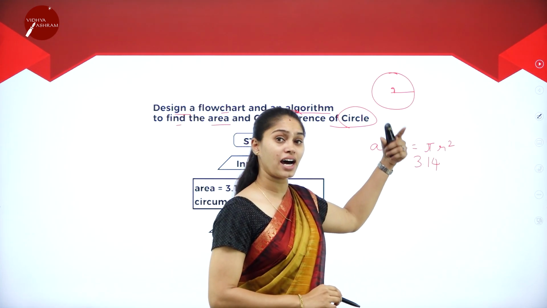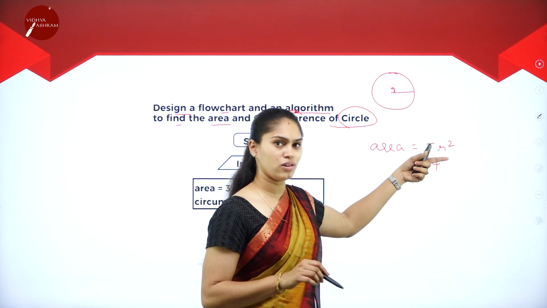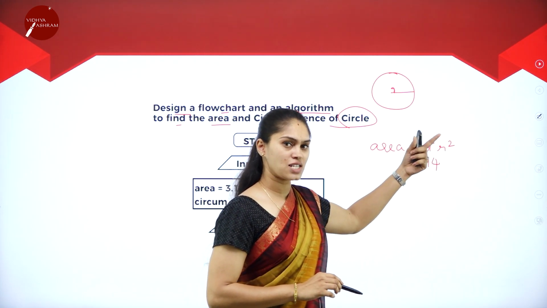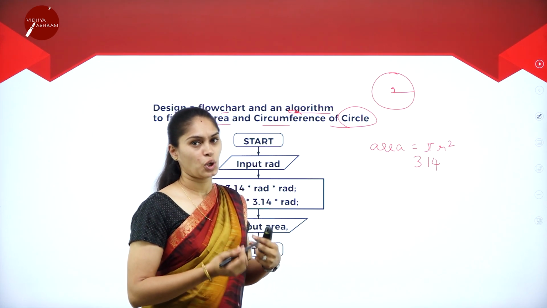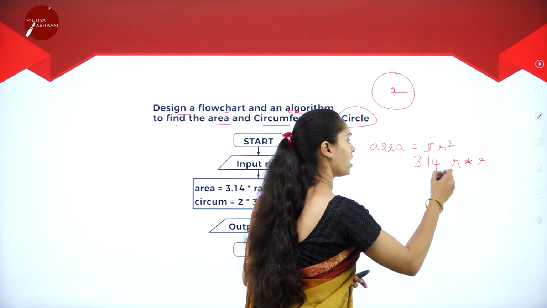So we cannot take r square. Have you seen any keys like this on your keyboard? No. So instead of taking r square, I am going to multiply it twice, so that I get r into r as r square.